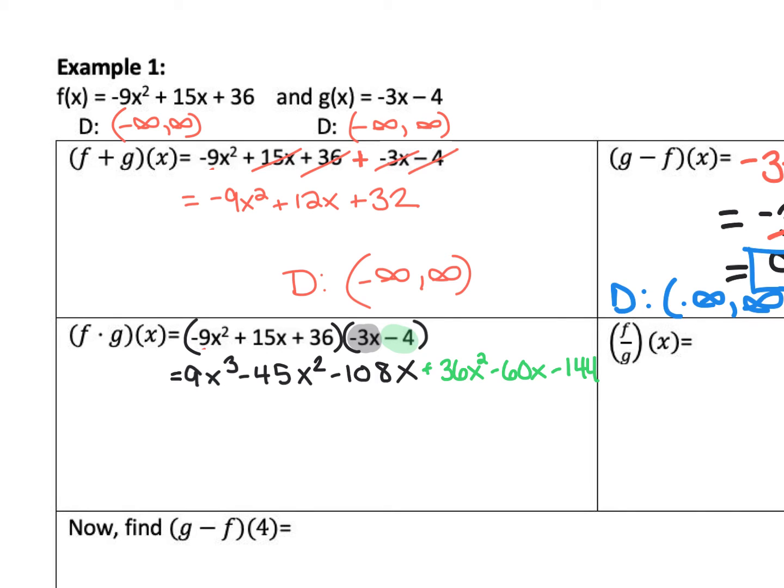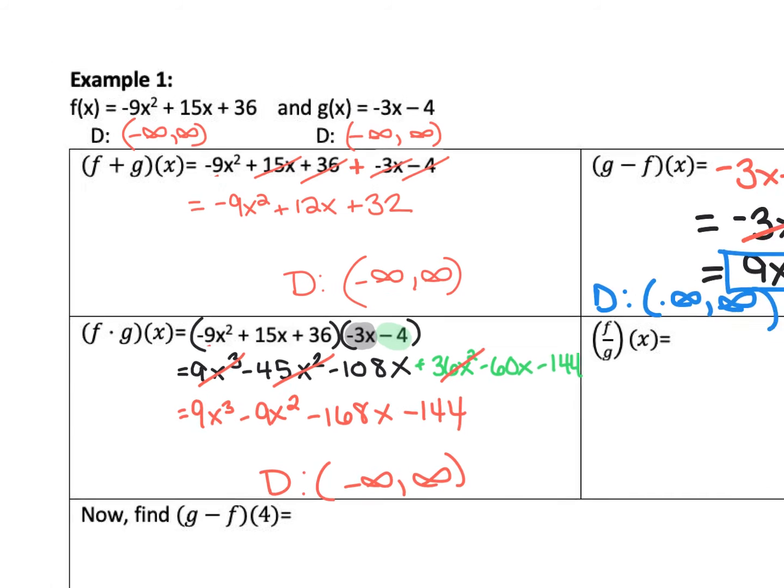So there's all of my terms. When I multiply, now I just have to combine like terms. So that produces 9x cubed minus 9x squared minus 168x minus 144. Again, domain is the same as the previous three. The intersection of the two is all real numbers.